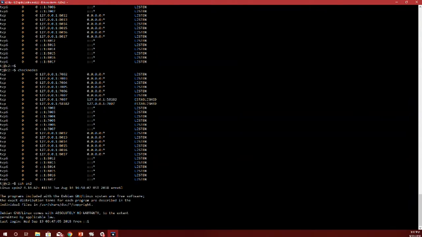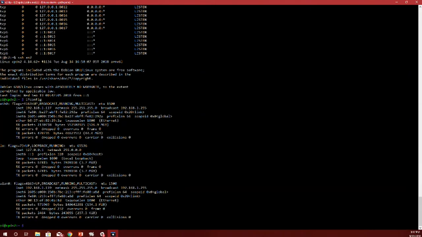So AN2 is an older Raspberry Pi 2. So if we do ifconfig and look at what it's connected to, it's on my Ethernet, and it's on Wi-Fi.